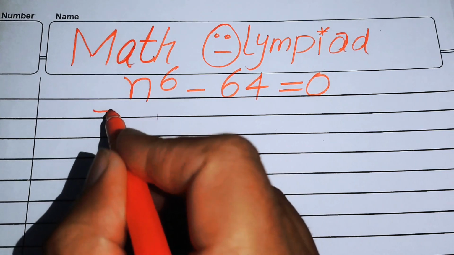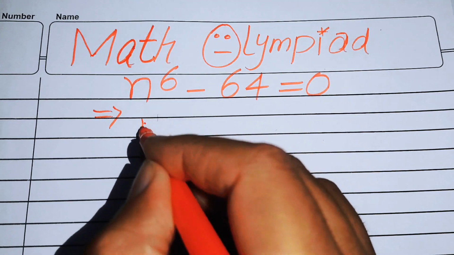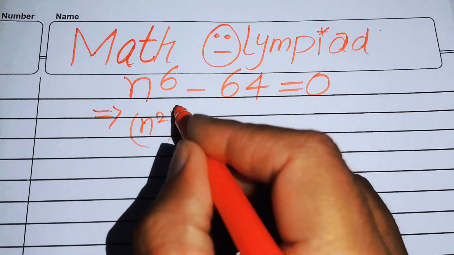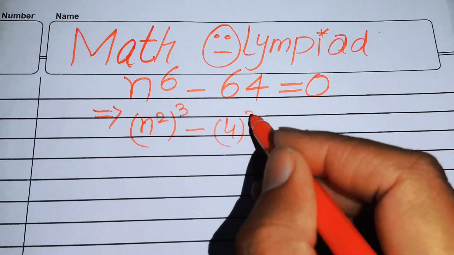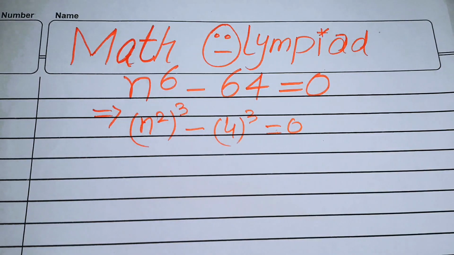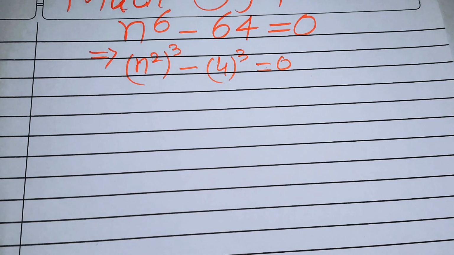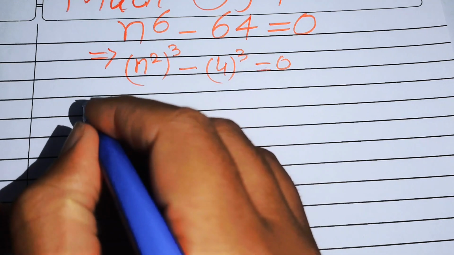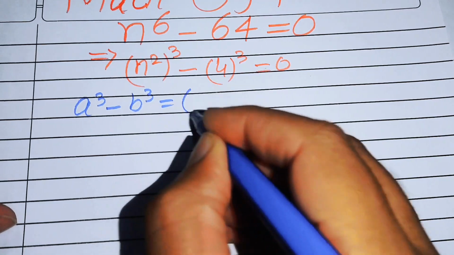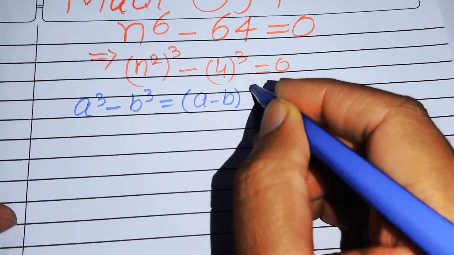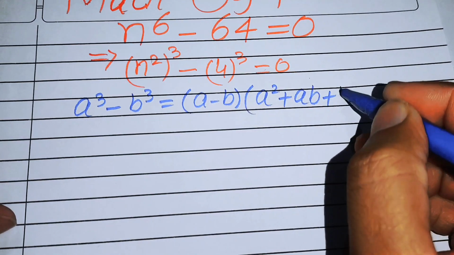The very first thing we are going to do is rewrite this equation. Here you have n to the power of 6, and we will write it as n squared, whole cubed, minus 64, which we write as 4 cubed, and this whole equation equals 0. In the next step we will use the nice cubic formula, and you know about this formula: a cubed minus b cubed equals a minus b times a squared plus ab plus b squared.